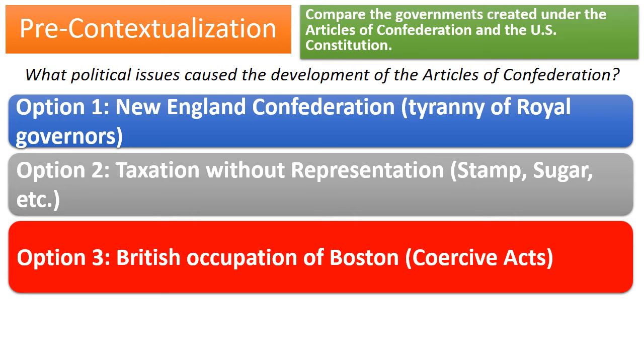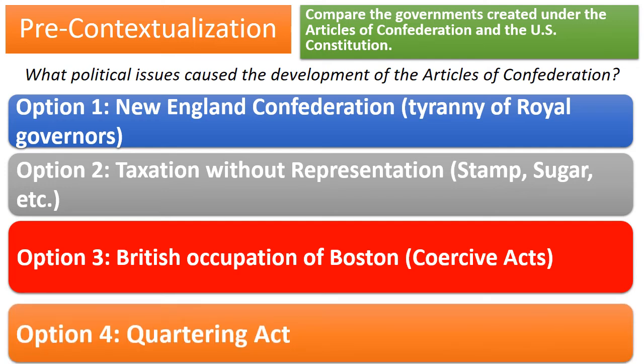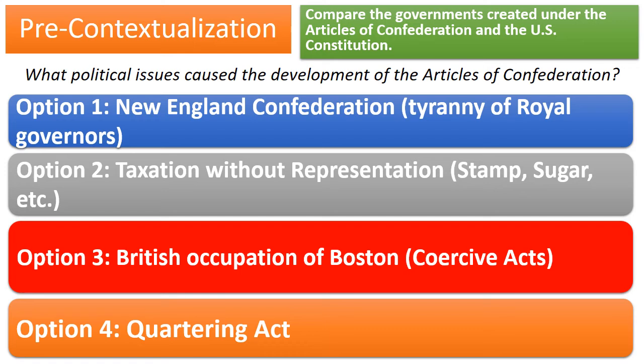You could talk about the soldiers being there, the Coercive Acts, and shutting down trade. And that's going to directly lead to the government written in the Articles of Confederation. Finally is the Quartering Act, forcing soldiers into the homes of Americans. You can use any of these options as a good cause, and remember you're explaining why the Founding Fathers wrote the Articles of Confederation the way they did, and it is directly a result of these 4 major events.